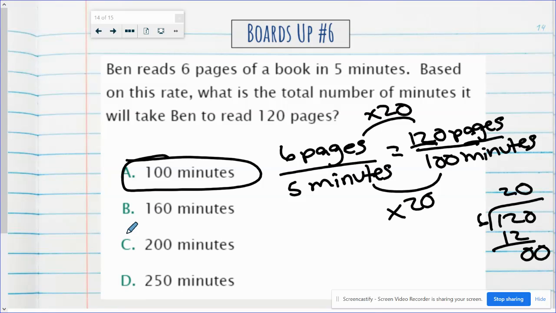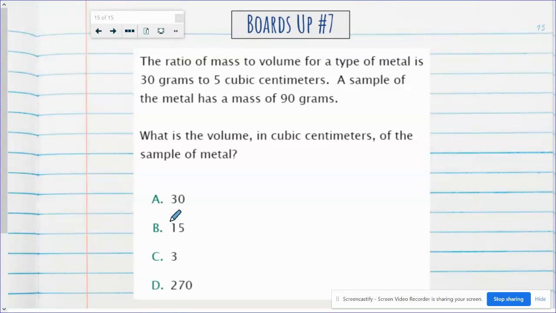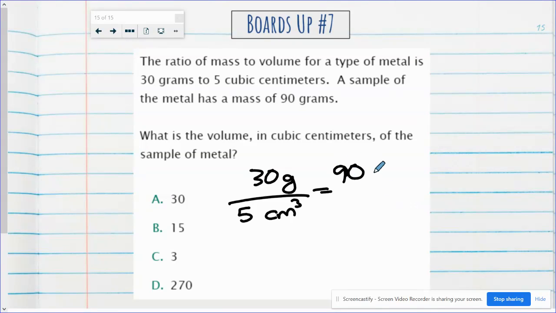All right, let's keep going. We have 2 more problems. The ratio of mass to volume for a type of metal is 30 grams. Again, whenever you get information, write it down. 30 grams to 5 cubic centimeters, which we're going to write as centimeters cubed. A sample of the metal has a mass of 90 grams. So I'm going to write that down. What is the volume? So we need a new volume of the sample of metal.